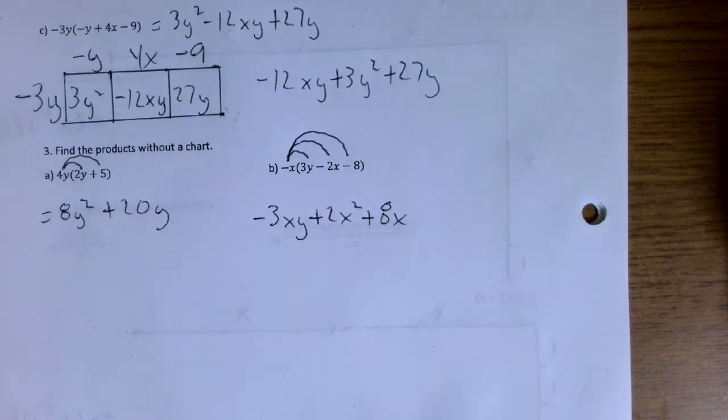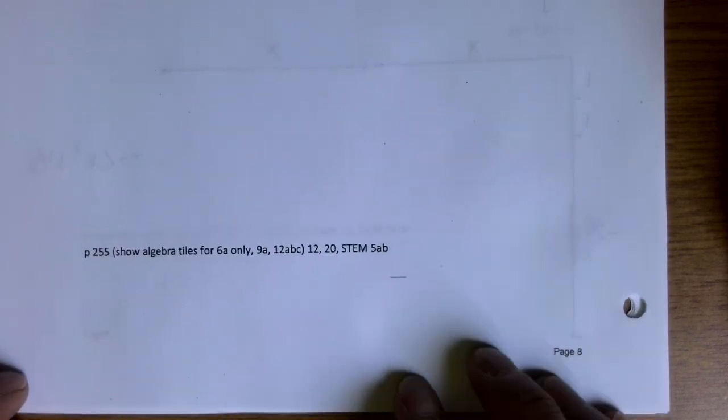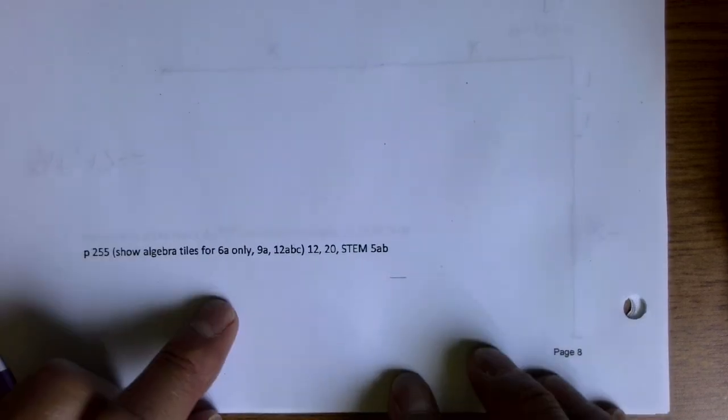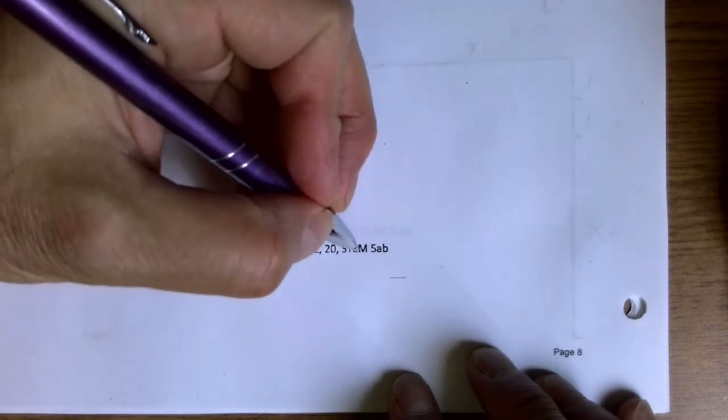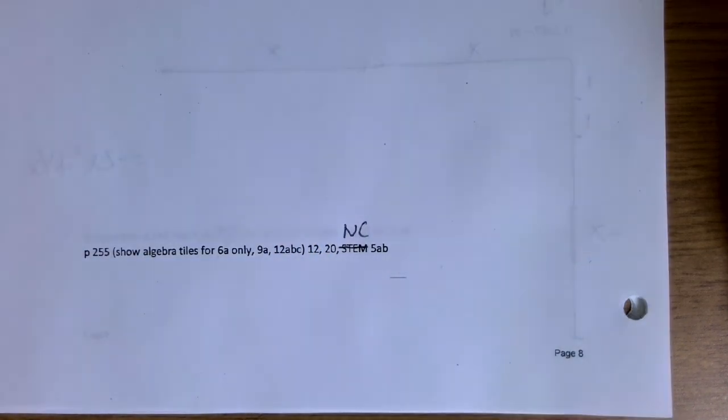All right, so that's it. Time to move on to your assignment. Notice you only need to show algebra tiles for 6A, and STEM is actually new curriculum, so you can cross that out and change that to an NC. New curriculum at the end of this booklet. Enjoy!